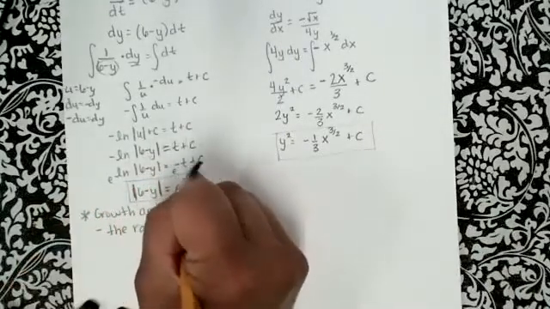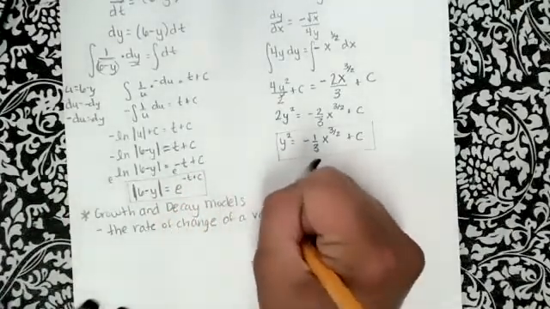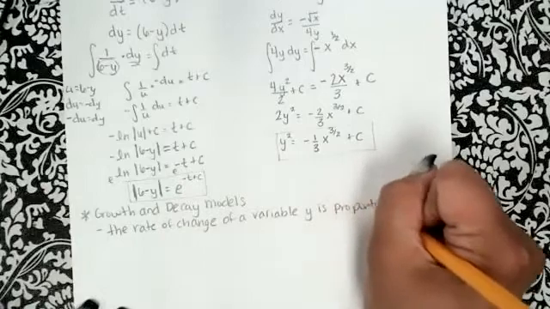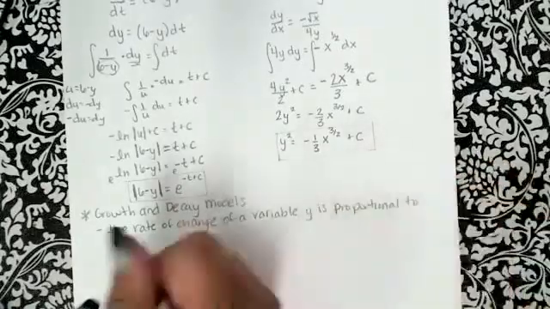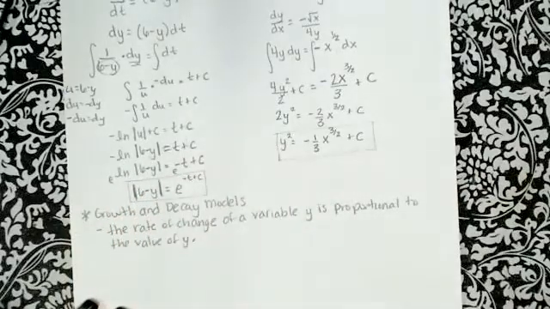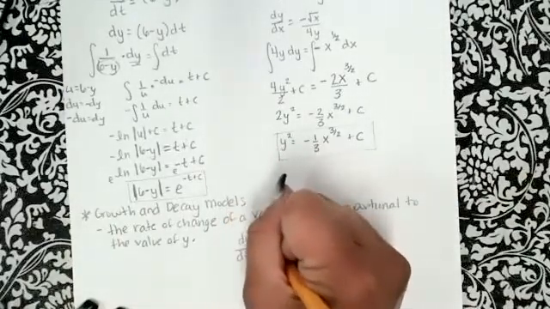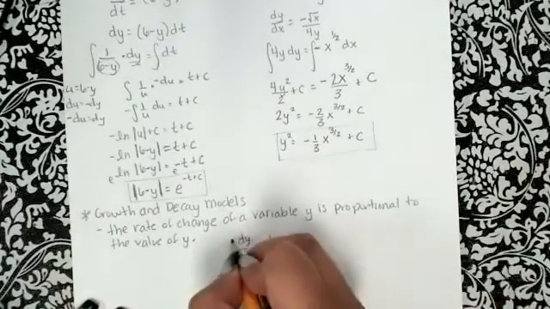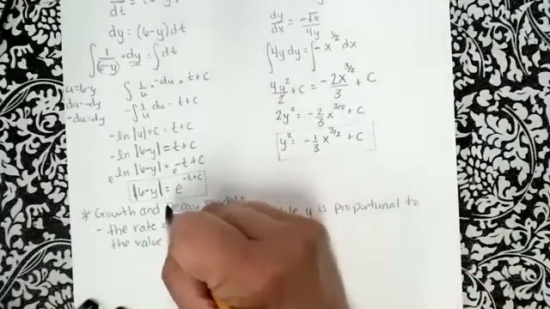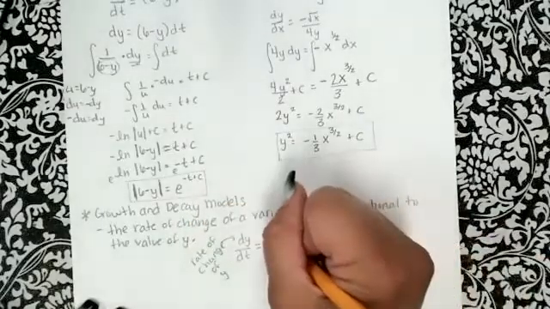The rate of change of a variable y is proportional to the value of y. And we get dy over dt is equal to ky. So dy over dt is going to be the rate of change of y, where ky is going to be proportional to y.